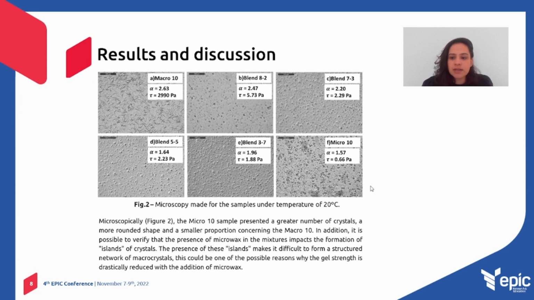And we can also see, in the mixture, the micro impacting the formation of the macro, because we can see it forms like islands, and these islands make it difficult to form a network structure of macro. This could be one of the possible reasons why the gel strength is reduced with the addition of the micro: the interference in the formation of the macro.